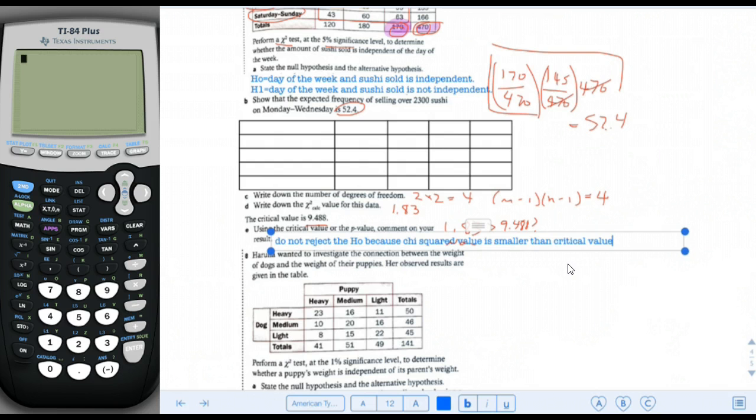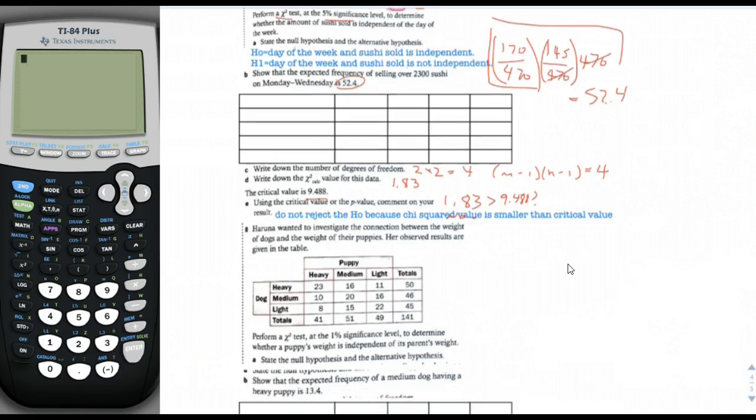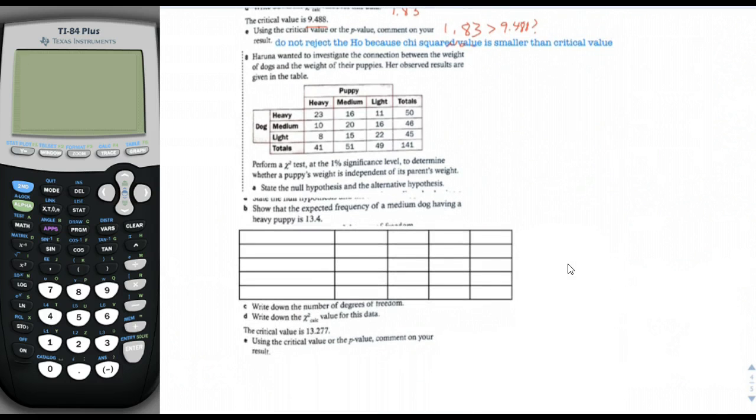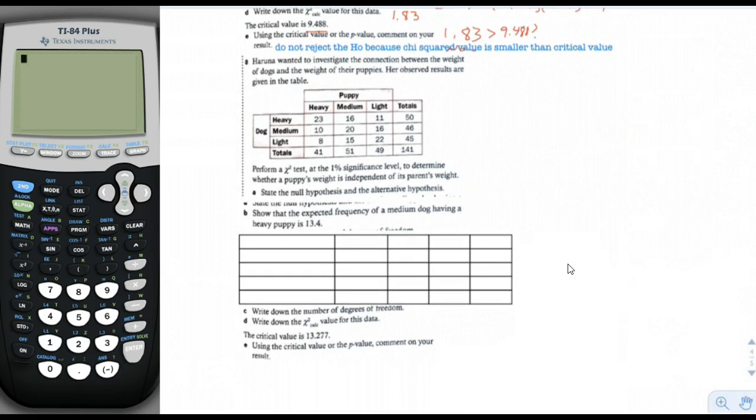Haruna wanted to investigate the connection between the weight of dogs and the weight of their puppies. Her observed results are given in the table, and so the two categories are dogs and puppies. Perform a chi-square test at the 1% significance level to determine whether a puppy's weight is independent of its parent's weight.